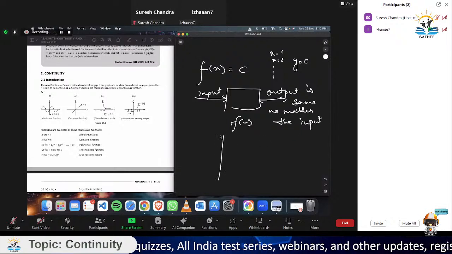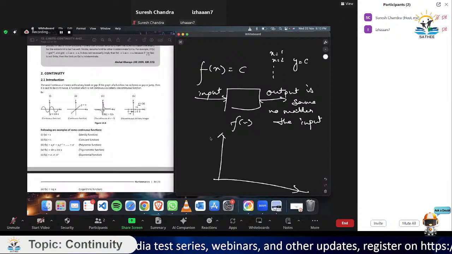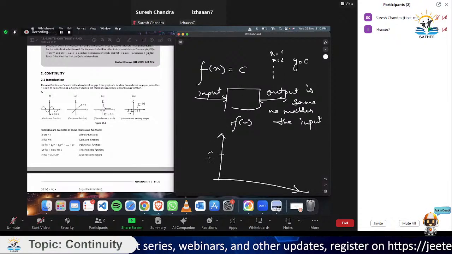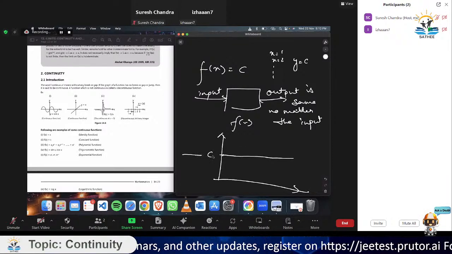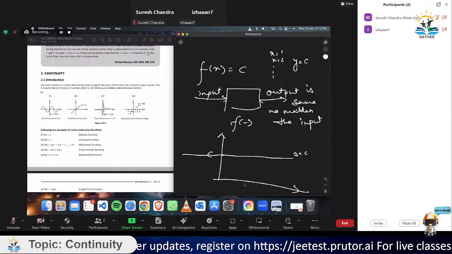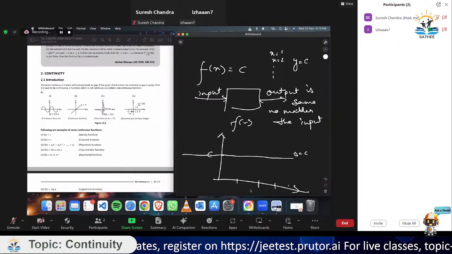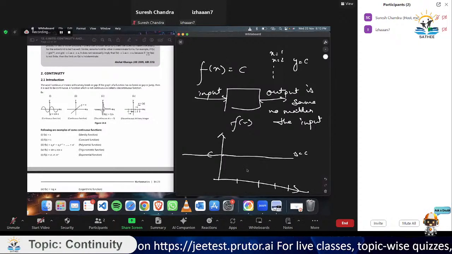Now, if I want to plot the graph of y equals c, suppose this is c over here, and this will be my graph, from plus infinity to minus infinity. This is the y equals c graph. It does not depend on the value of x you choose; the value of the function will be the same.